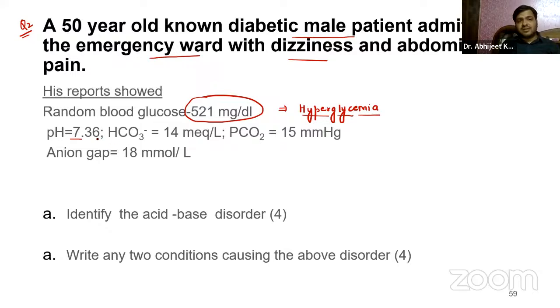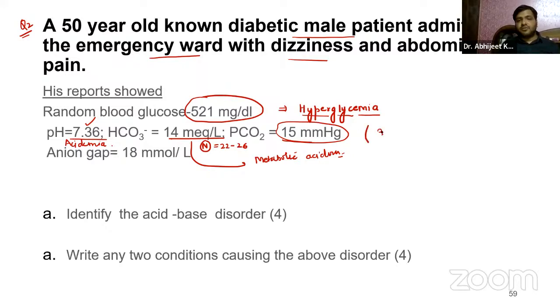The pH is 7.36. It should be 7.4, so slightly lower than the normal pH, which means it is acidemia. HCO3 is 14 milliequivalents per liter, and as I told you, the normal is 22 to 26. You can see the bicarbonate levels are decreasing, so that will be metabolic acidosis. And PCO2 is 15 mm of Hg. You already know PCO2 normally is 35 to 45 mm of Hg, so it is also decreased. So there will be respiratory compensation for metabolic acidosis.